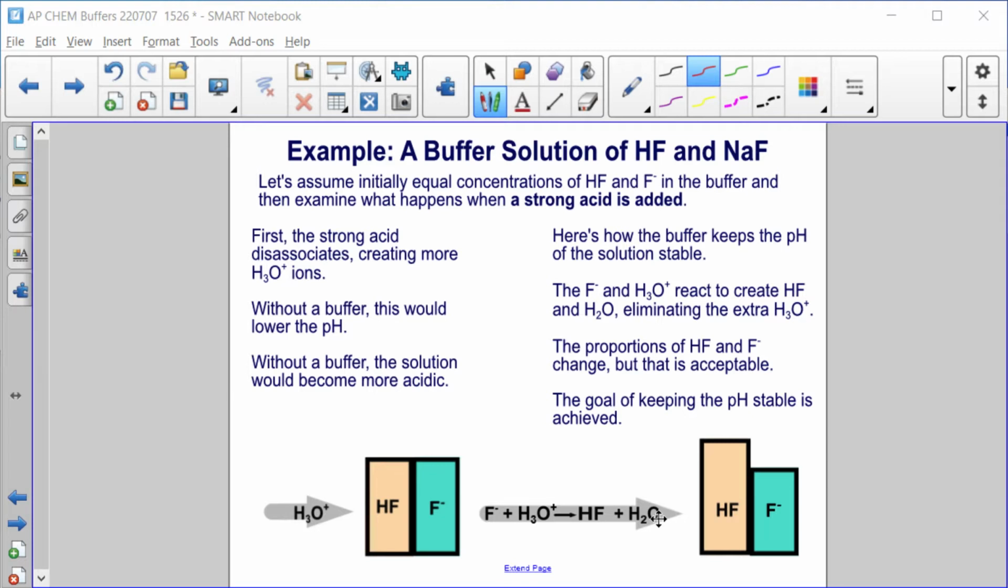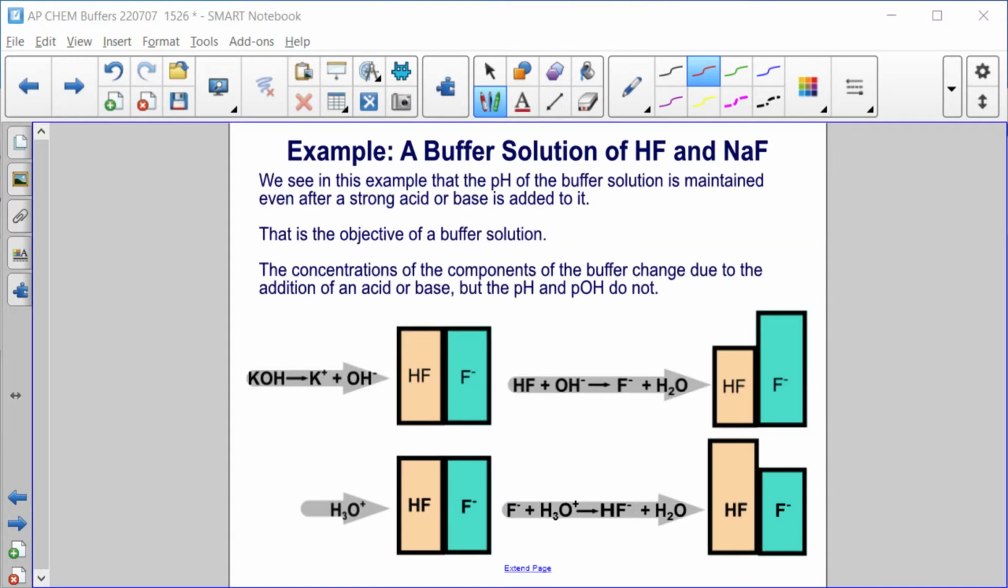The proportions of HF and F- change. So we consume some of the F- and produce some HF, but that is acceptable. The goal of keeping the pH stable is achieved. We see in this example that the pH of the buffer solution is maintained even after a strong acid or base is added to it. That is the objective of a buffer solution.